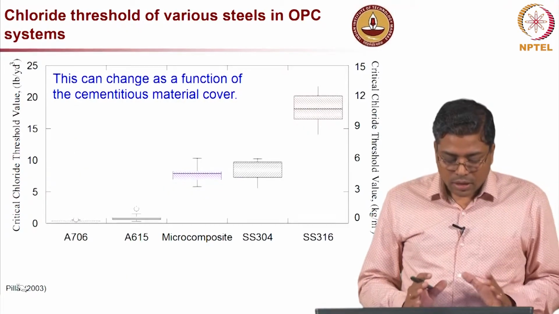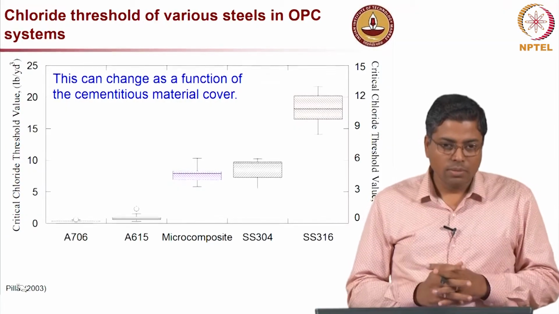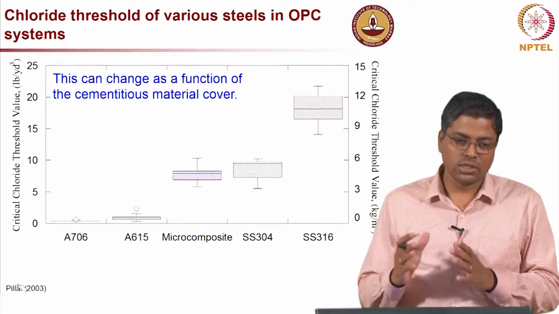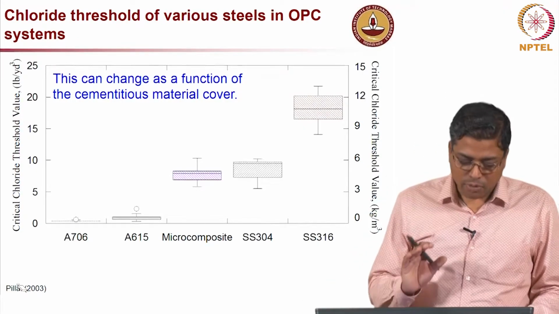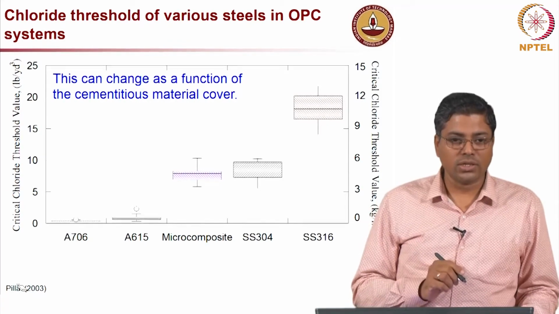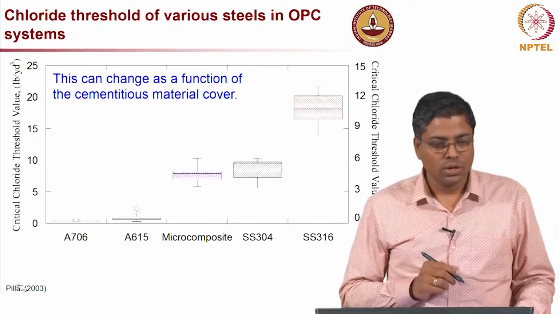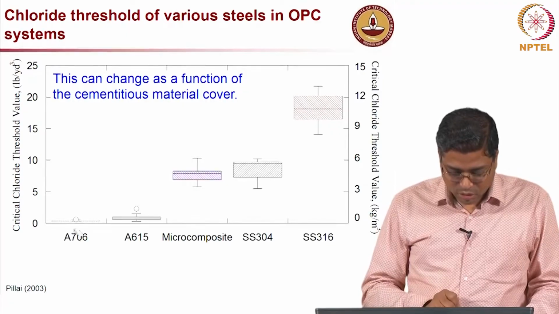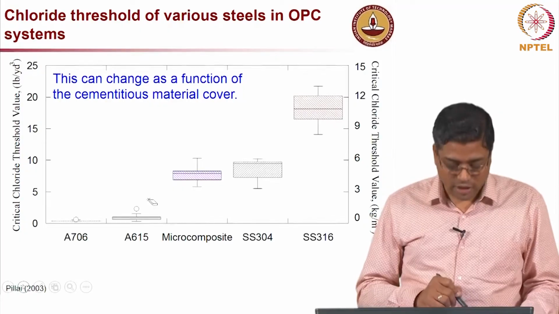Now, earlier I mentioned that there is a parameter called chloride threshold which determines the initiation of corrosion. Also there are other parameters which influence it. I would mention here that this chloride threshold is not just a function of steel, it is also a function of the material in which you put the steel. Anyway, before discussing that, let me show you how different the chloride threshold can be for different types of steel.